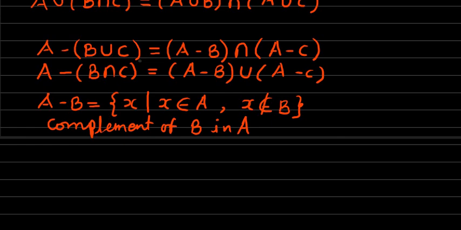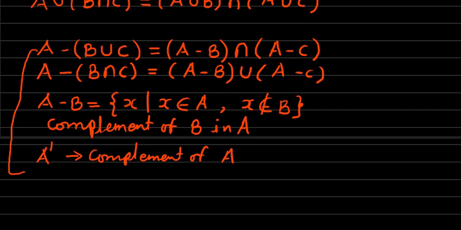Similarly we have the De Morgan's laws. Now if the complement is denoted by a dash, that is, if A dash denotes the complement of A, then obviously these two De Morgan's laws can be stated as follows. The first De Morgan's law can be stated as the complement of B union C.